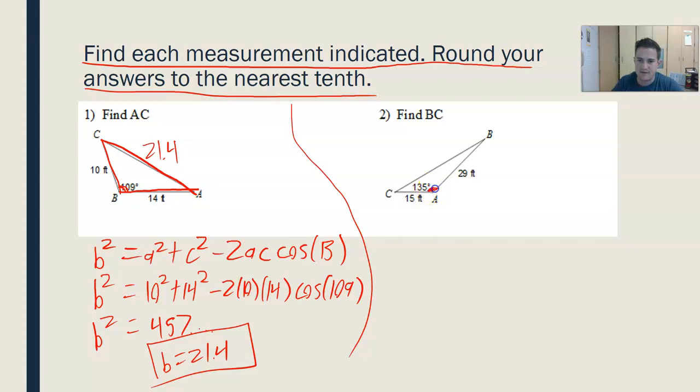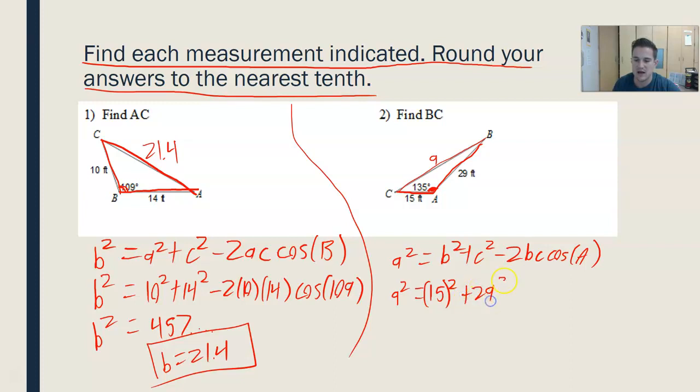So here I have angle A, and I have these corresponding sides over here. I'm trying to find BC, or with my little letter terms, that would be A. So A squared is equal to B squared plus C squared minus 2BC times the cosine of A. And again, you don't need to memorize that formula. You have that paper right there, so use that. A squared is equal to 15 squared. I'm going to put that in parentheses.